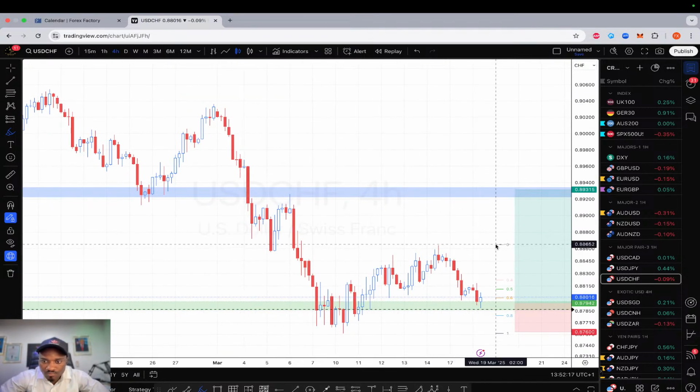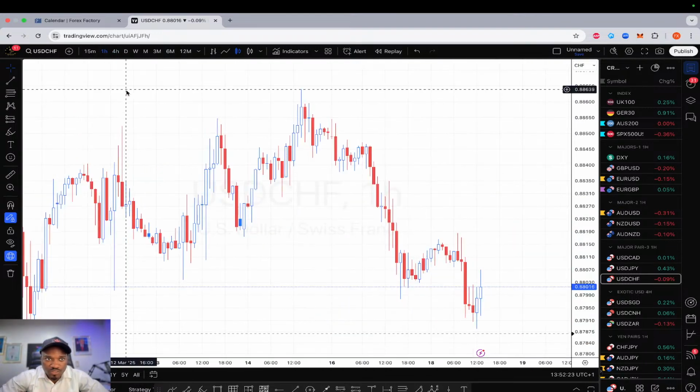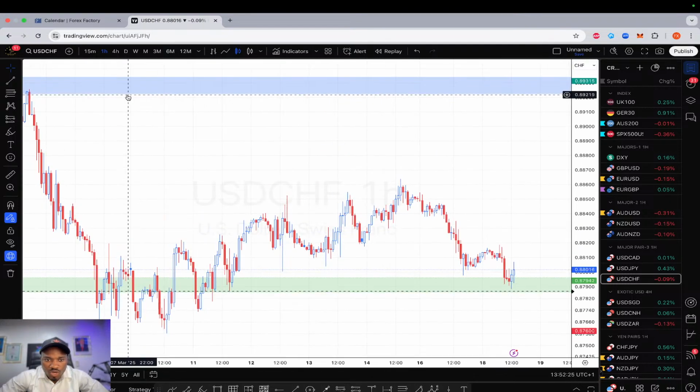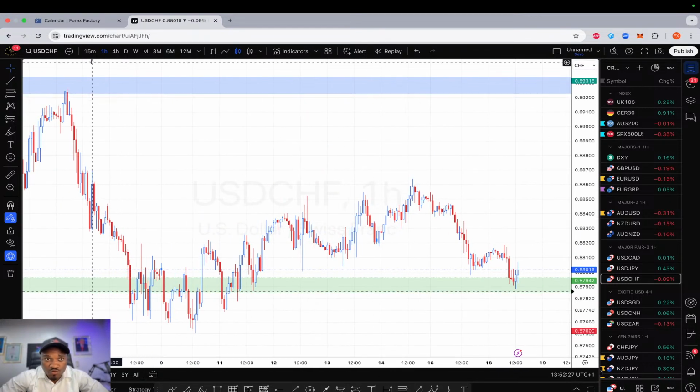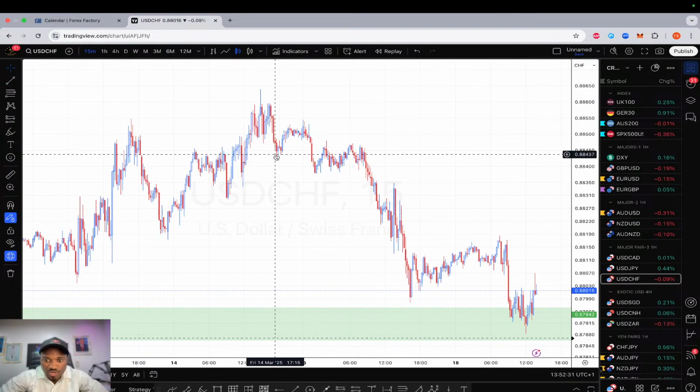This is the 4-hour chart, no entry confirmation yet. 4 hour, 1 hour, no entry confirmation yet. And the 15-minute chart, no entry confirmation.